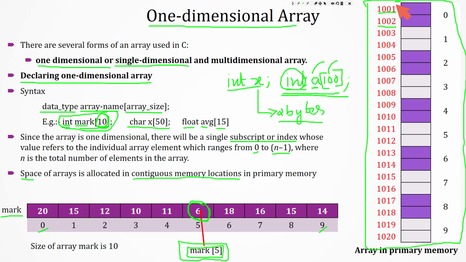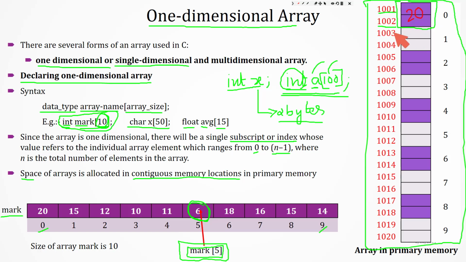To store an integer, I need 2 bytes. So this 1001 and 1002 are used to store a single integer in 2 memory locations. We allocate them together to store one value. Here you just imagine this is the mark array and this is the memory allocated. In the first 2 memory locations, what will be stored? This 20 will be stored.